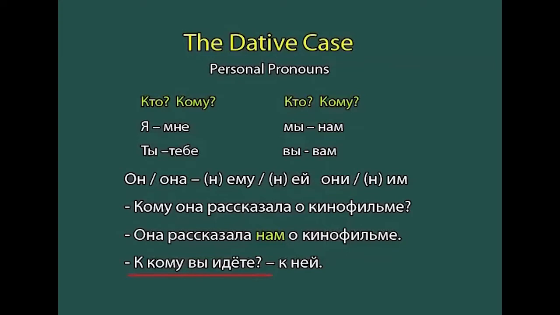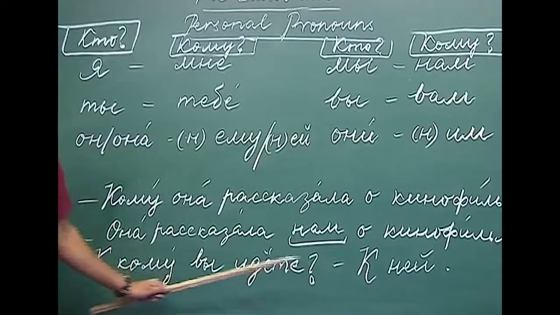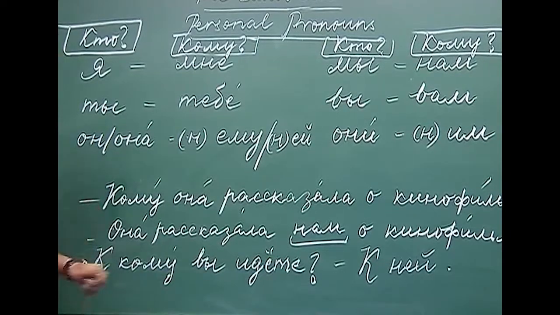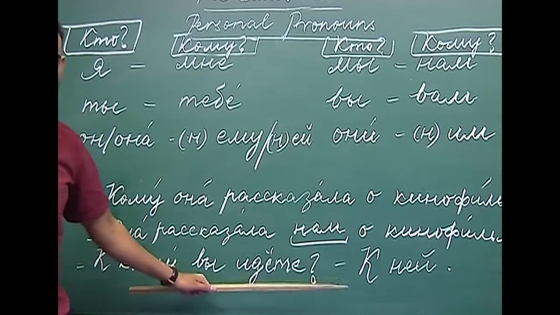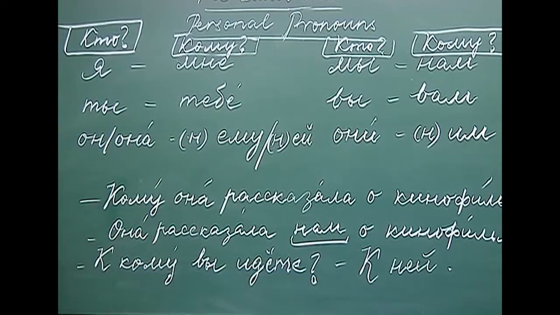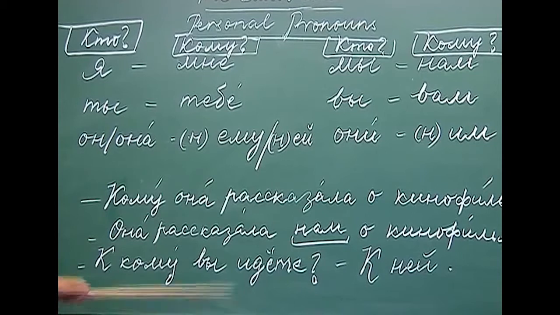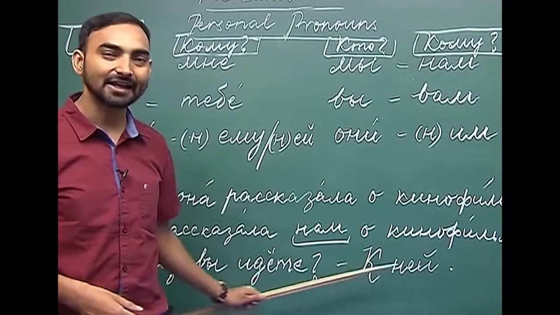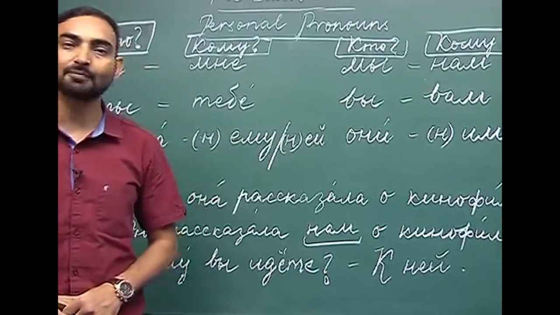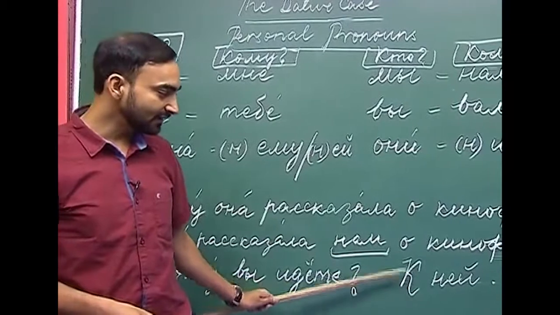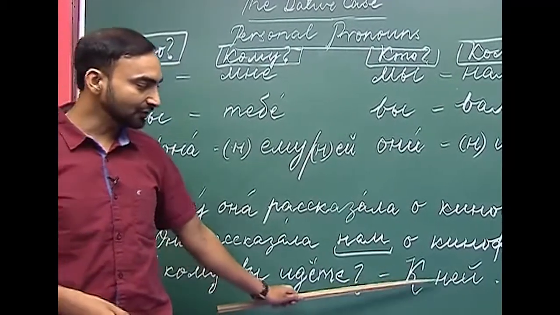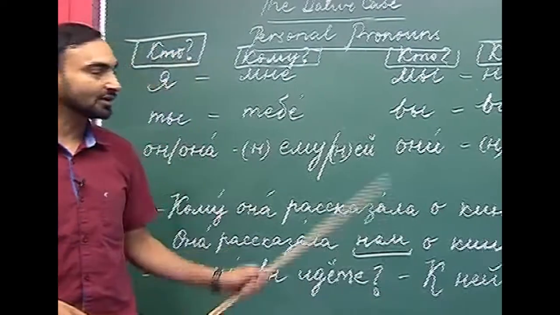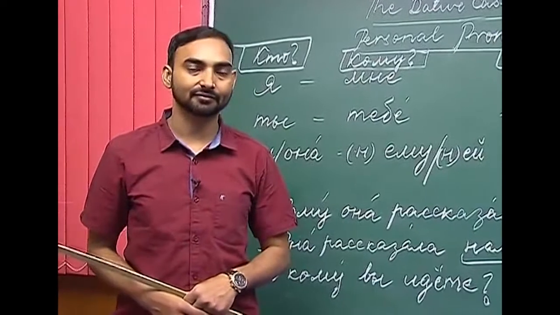The next question is kakamu vi idioche. Ichi is to go or to come. So here, to whom are you going, or to which place, to whose place are you going. Here I have used knei: ya idu knei. I am going to her place. As you can see, with the preposition ka, I have used nei. So an additional n has been used. So this is about the personal pronouns in the dative case.